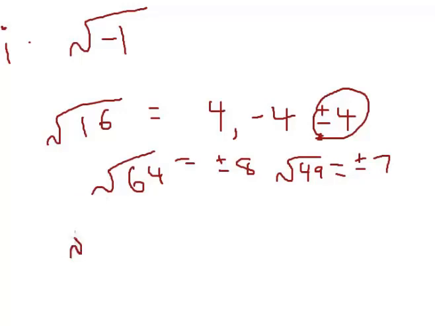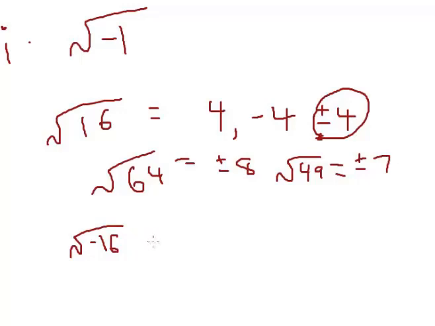Now, what if you have, for example, the square root of negative 16? Well, that's really impossible if you think about it, because nothing squared will give you negative 16. Negative 4 squared will give you positive 16, and positive 4 squared will give you positive 16. So this is impossible. It's an imaginary number.